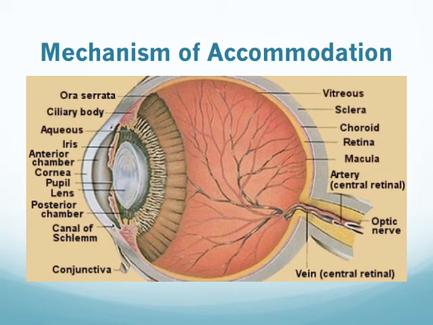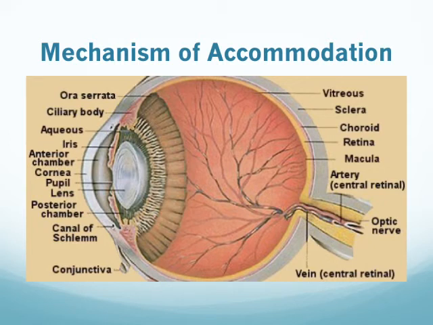Let's look at this slide on the mechanism of accommodation. We all know that the refractive media of the eye is composed of the cornea, which has a refractive power of about plus 42 diopters, and the crystalline lens, which has a refractive power of about plus 18 diopters inside the eye. The lens is held in its place by the zonule, or the suspensory ligament, which is attached to the ciliary muscle.